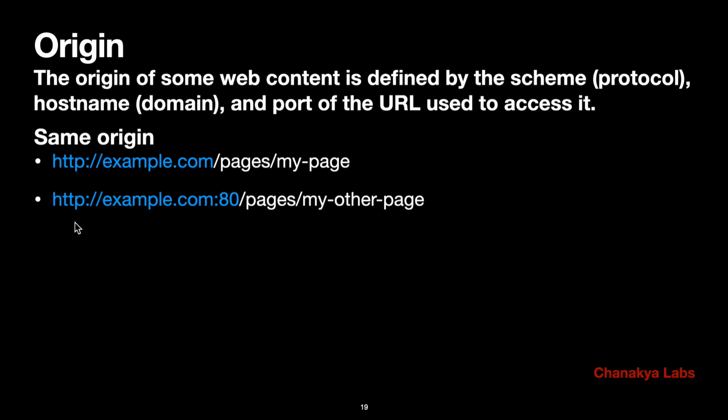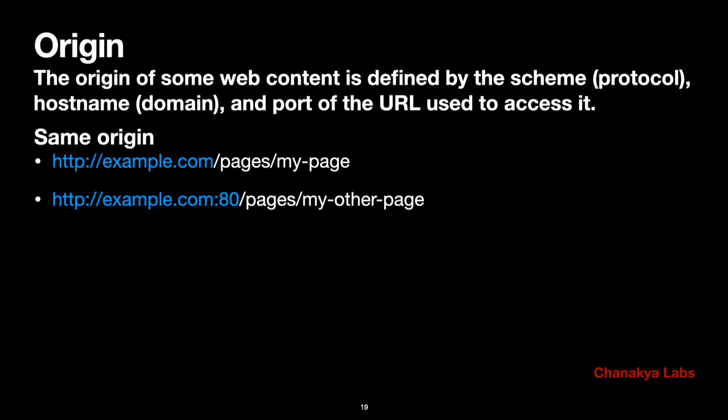Here the schemes are the same, right? If all three are the same, then we say the origin is the same. If at least one is different, even if just one is different, then we say these origins are different. Why is it so important? Because in web development, the concept of same origin and cross origin is very important, and you will get frequent issues. But if you understand these concepts, you can very easily resolve those issues. You will know it is obvious that this error will come, because you understand why it is coming.